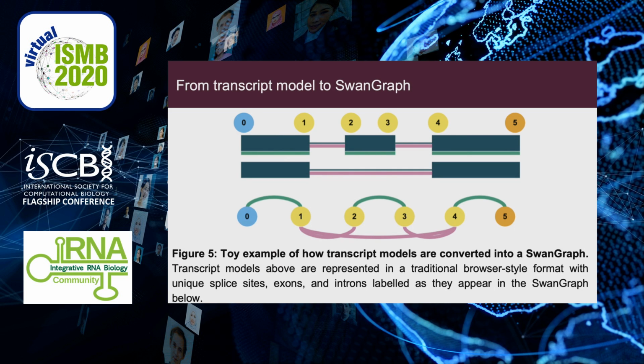To cement how Swan represents transcript models in its representation, called a SwanGraph, here is an example of what 2 traditionally represented transcripts from the same gene might look like in the SwanGraph. Each unique splice site in the transcript models is labeled with the corresponding node in its SwanGraph. Each unique exon and intron is represented as a connection between splice sites. Exons are colored green and introns are colored pink.